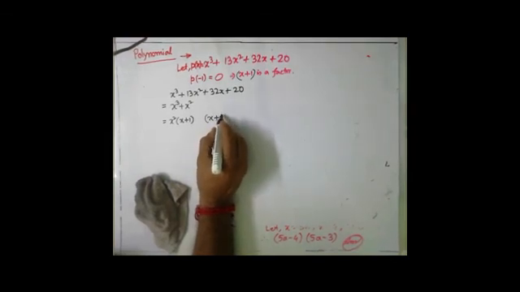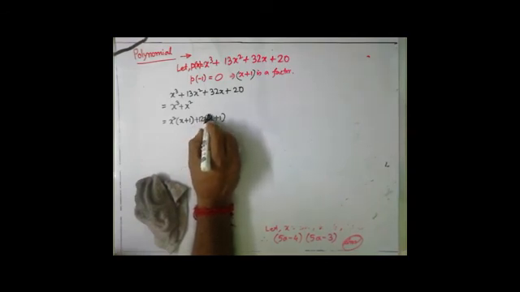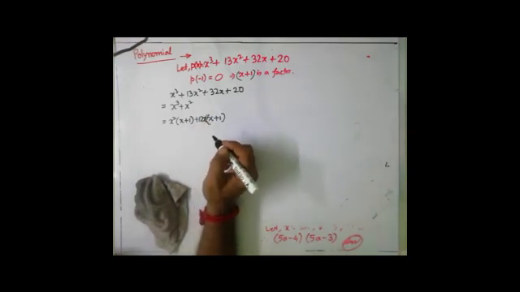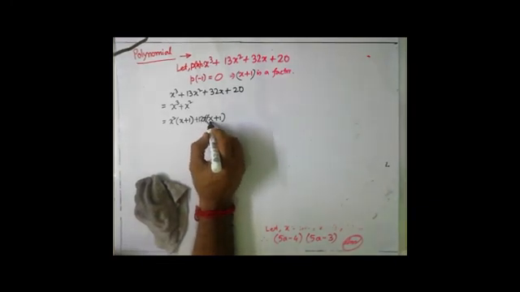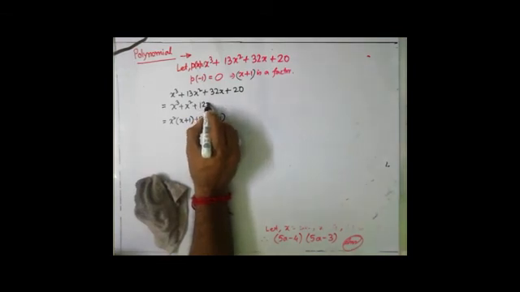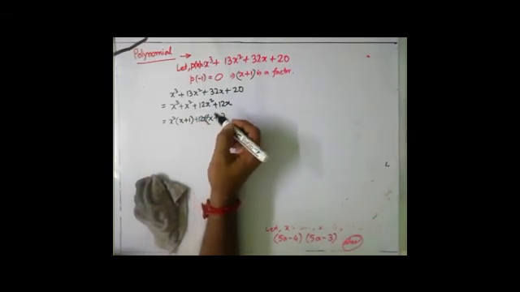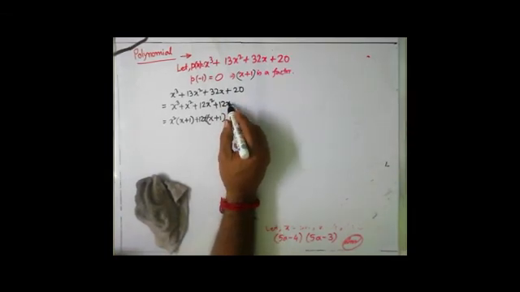I am writing x plus 1 once more. Now check, x square is already there, and you have to get 13x square. So how much should you add? 12x should be added, because 12x multiplied with x gives 12x square. Now do the process and write over here 12x square. 12x into x gives 12x square, and 12x into 1 gives 12x. So I have written the third line, then I do the second line.